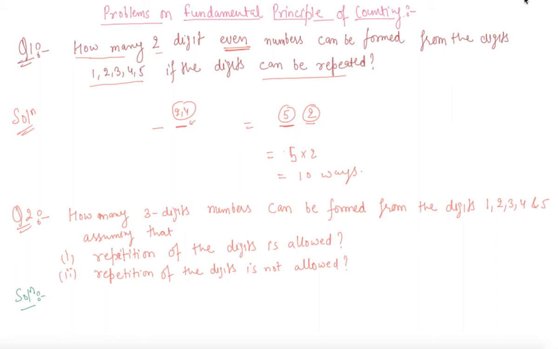So student, here we are given a question in which we have to find the number of three digit numbers that can be formed from 1 2 3 4 and 5. Okay, so in the first part, the repetition of the digit is allowed. Means in how many ways can we form a three digit number from 1 2 3 4 5 in which the repetition of the digit is allowed. So this place can be filled with 5 digits, this is also 5 and this is also 5. So the total number of ways is 5 into 5 into 5, which is 125 ways.